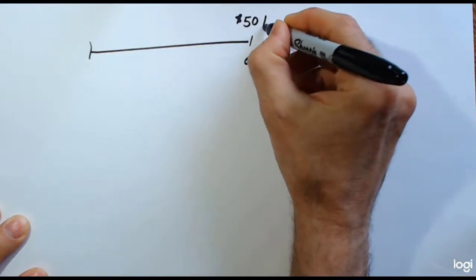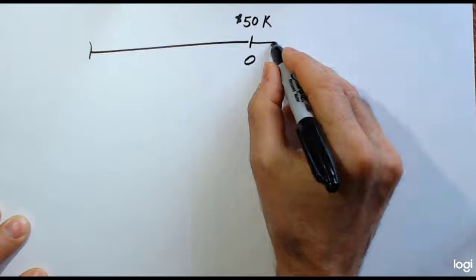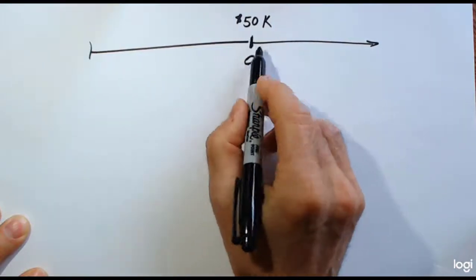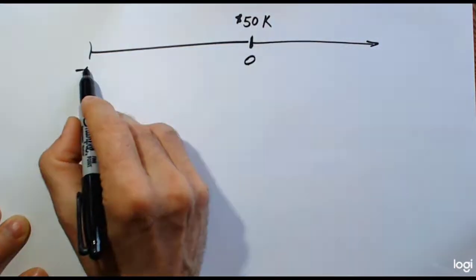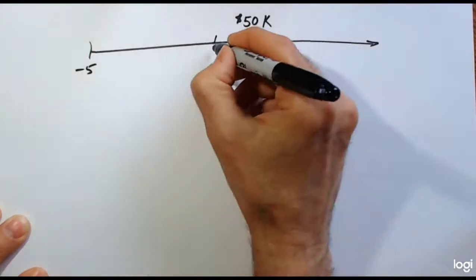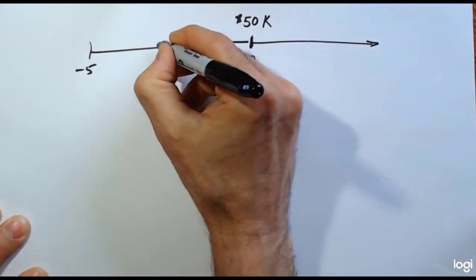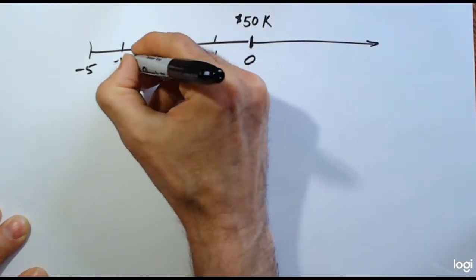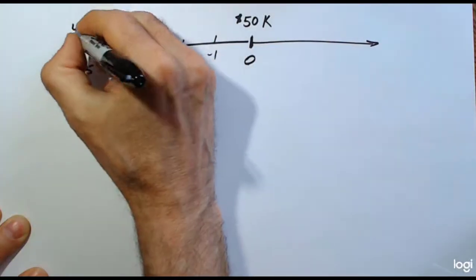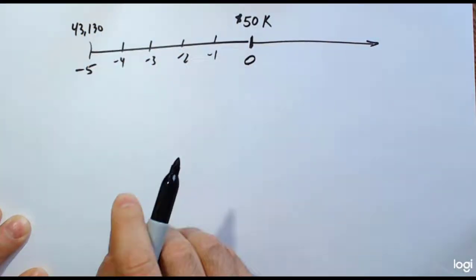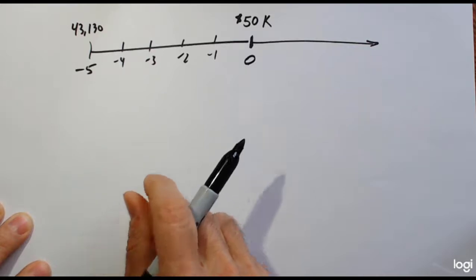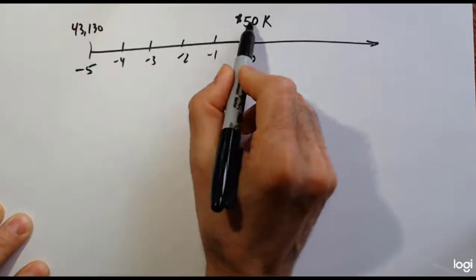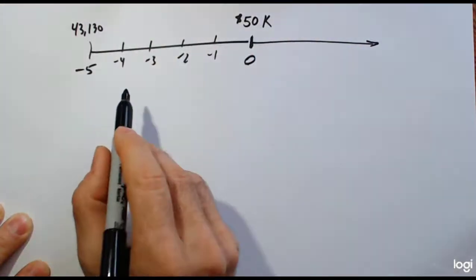Here we have a salary of $50,000 at time zero. This is the future. So we're here at time zero. This is the future. This is the past. And we're going back 5 years. So you go -1, -2, -3, -4, -5 years. And back then we had a salary of $43,130. And we said, okay, it went from 43 to 50 at 3% growth in our salary.